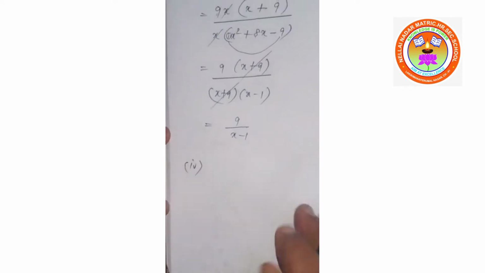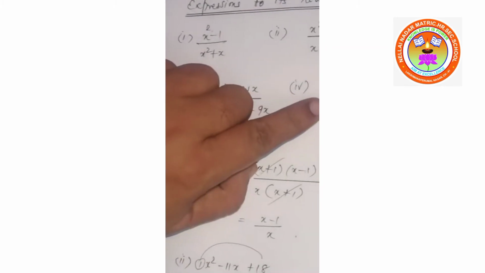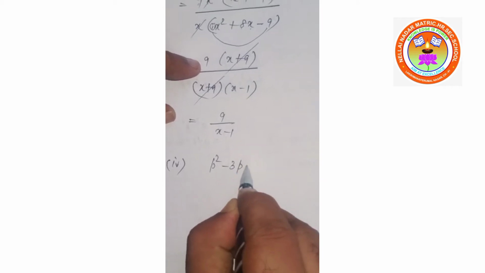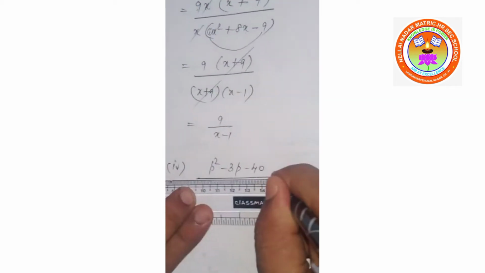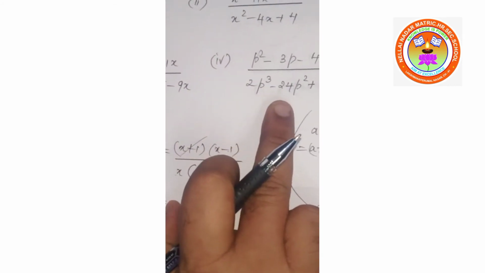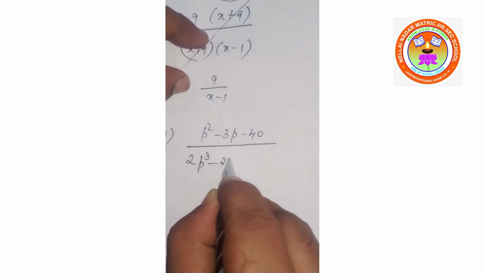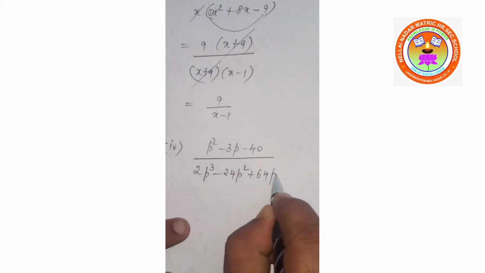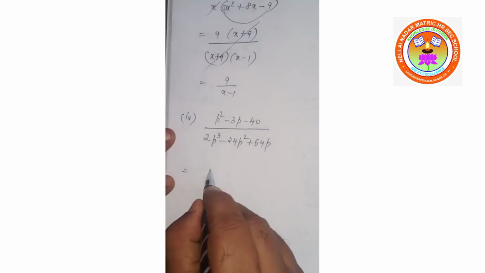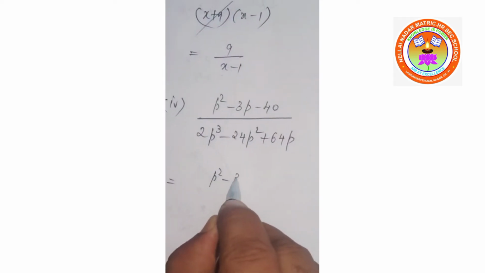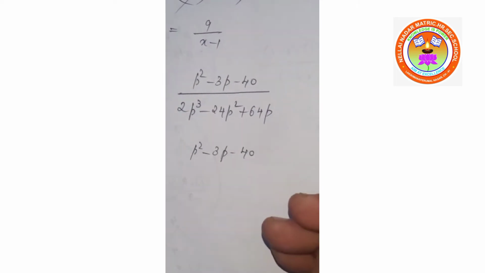Now the last, subdivision number 4. P square minus 3p minus 40 divided by 2p cube minus 24p square plus 64p equals. P square minus 3p minus 40 as it is.